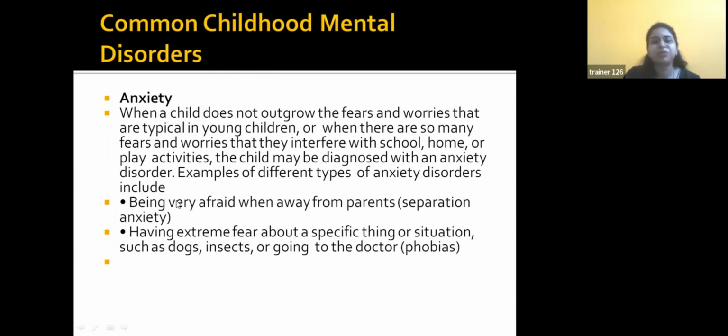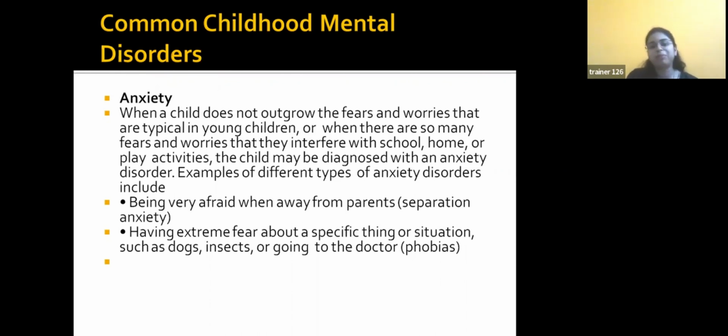Examples of different types of anxiety disorder include being very afraid when away from parents, that is separation anxiety, and having extreme fear about a specific thing or situation such as dogs, insects, or going to the doctor. It could be any different kind of anxiety, and it is not something very normal. The child is so anxious that it comes in the way of their normal functioning, the normal part of their routine.